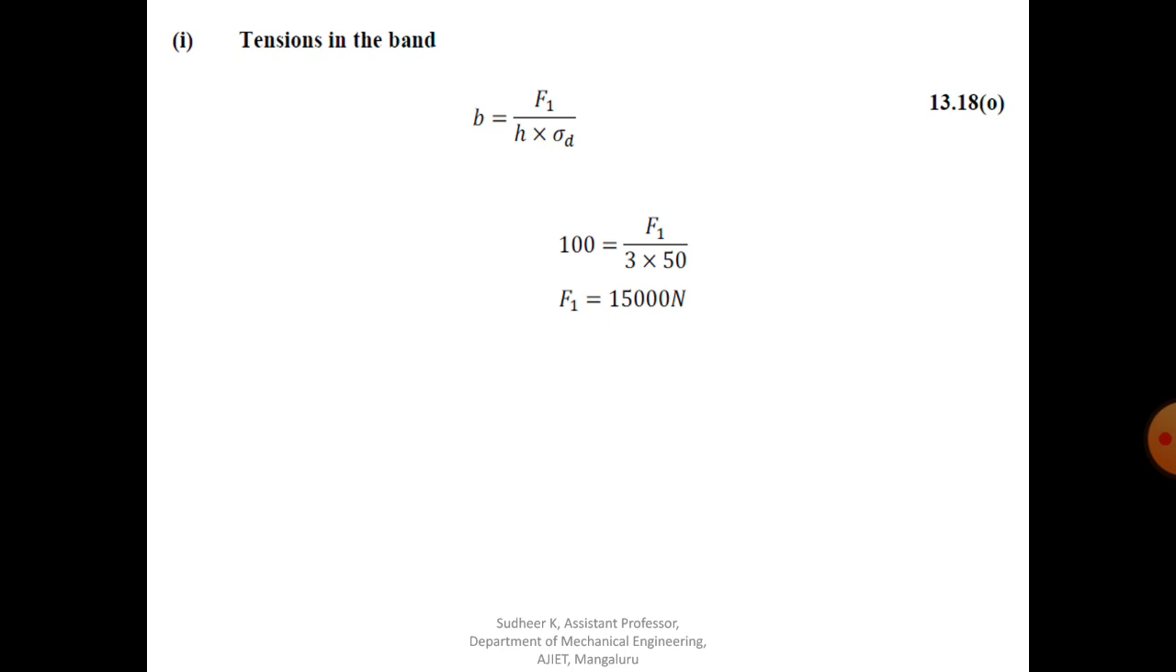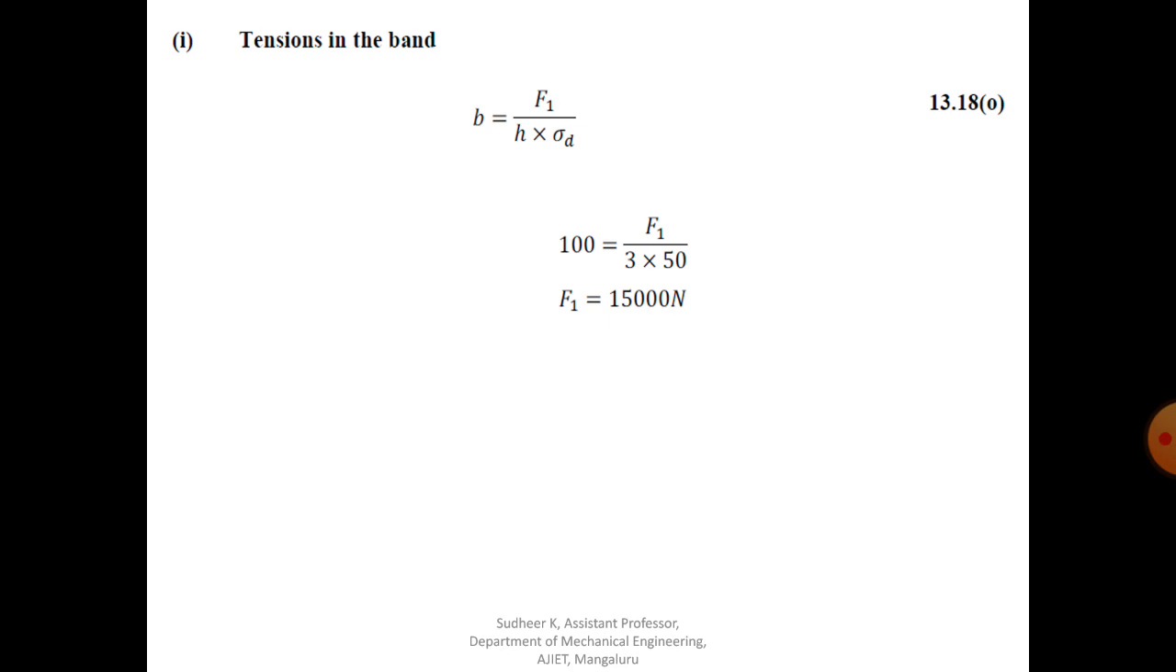With the help of this expression 13.18 you will get the value of F1. That is, B value is given, 100, equal to F1, the value you have to find out, H value is 3, and sigma D is the design stress of the band, 50, given in the problem. After finding, the F1 value becomes 15,000 Newton.